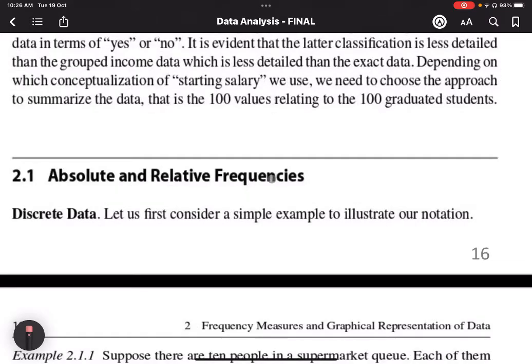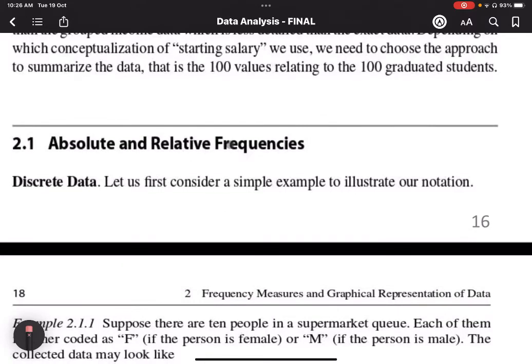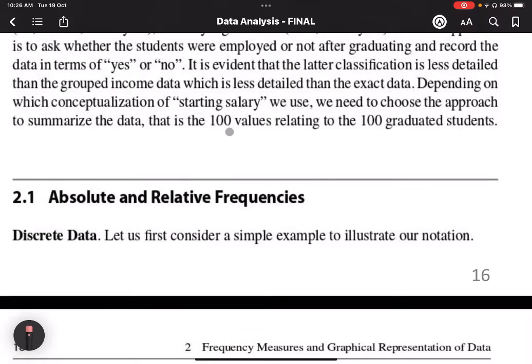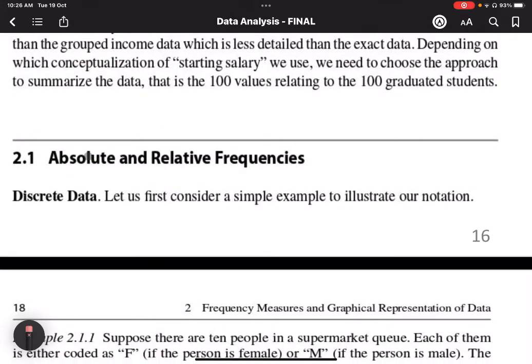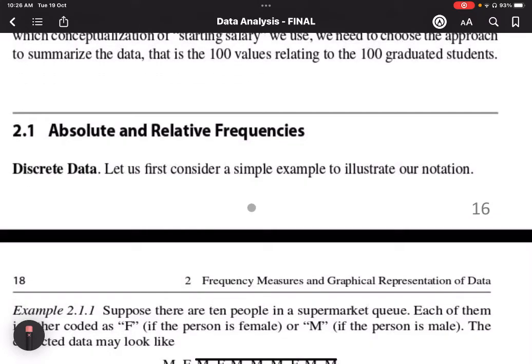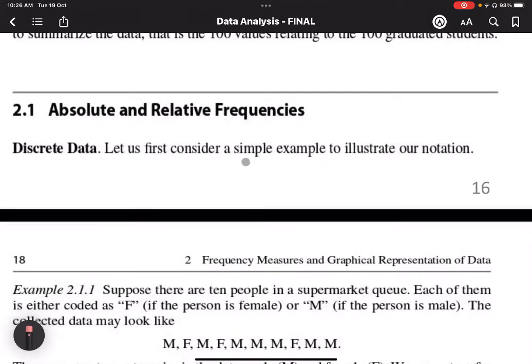Absolute and relative frequencies, discrete data. Let us first consider a simple example to illustrate our notation. So remember, what is absolute, what is relative, and what are frequencies? The frequency is the collected information. What we are discussing now is absolute and relative. As for discrete data, remember from the prelim, discrete data cannot be ordered in a certain logical manner.